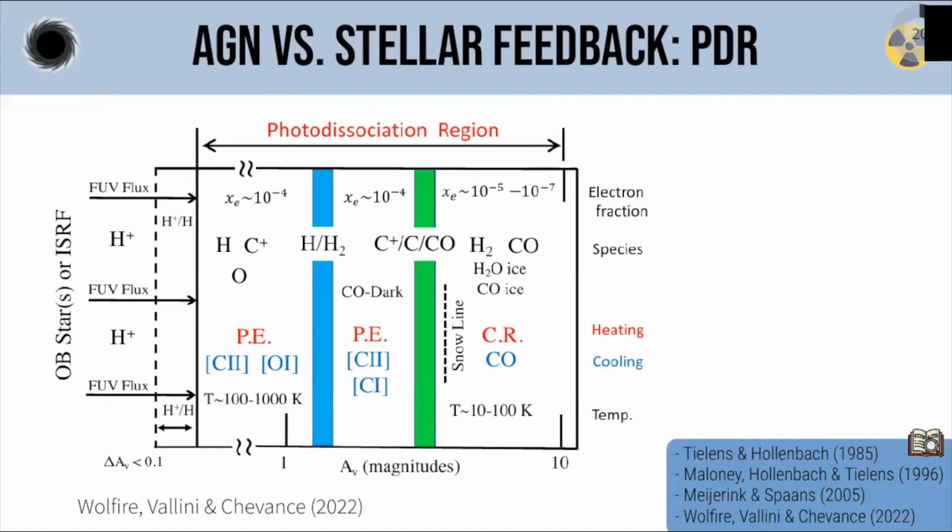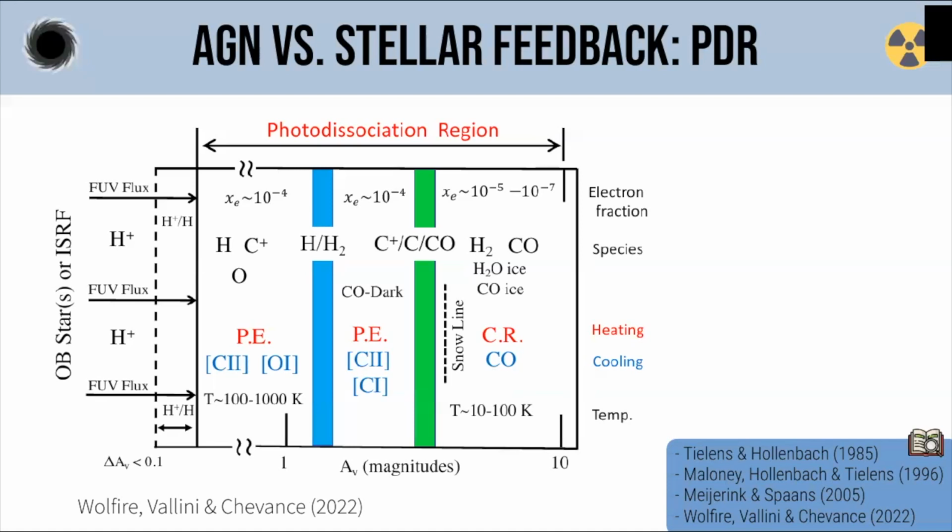Here is a sketch from a review by Wolfire, Vallini, and Chevance of 2022 of the structure of a PDR. From the left, we have the far ultraviolet flux coming from young stars. And at the beginning of the PDR, we have the atomic layer, then a transition layer in which there is some molecular hydrogen, but the carbon, for example, is still in the atomic form. And then we have a fully molecular region deep into the cloud at high visual extinction or column density.